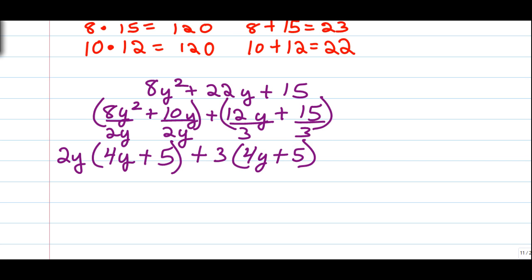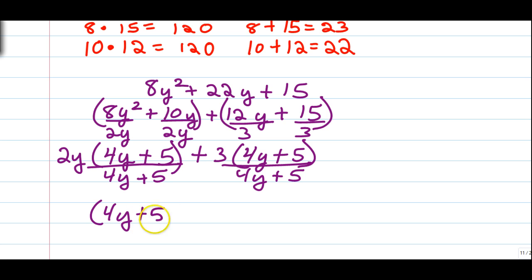So now looking at this, I can see that each of these has a 4y plus 5 and a 4y plus 5. So I'll divide that 4y plus 5 out of each side. So 4y plus 5. This gives me my 4y plus 5. So these are canceled. What I'm left with is a 2y plus a 3. That creates my second binomial, 2y plus 3. Now I factored it completely.